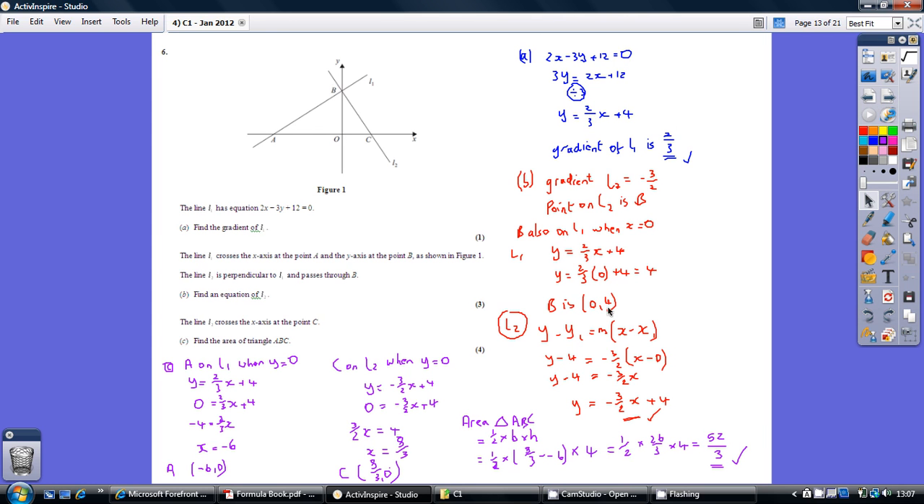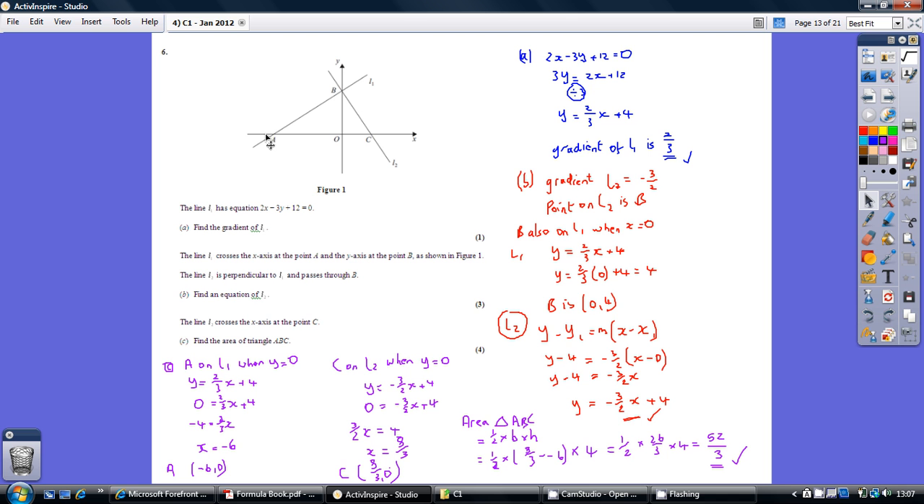So we now know a point and the gradient. Substitute that into the formula, rearrange, and we get our equation for L2 being y equals minus 3 over 2 x plus 4. Now for part C, we're going to have to find the area of this triangle. We're going to need to work out the coordinates of A and C.